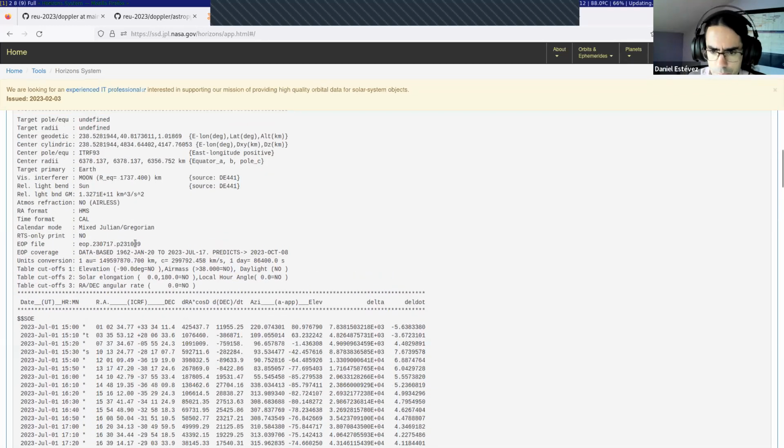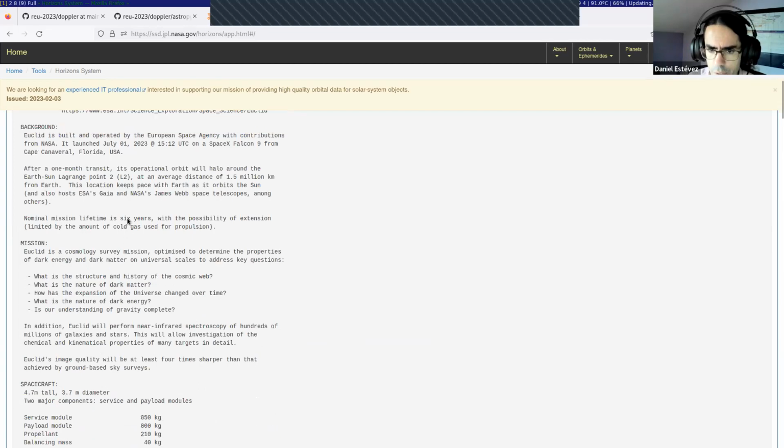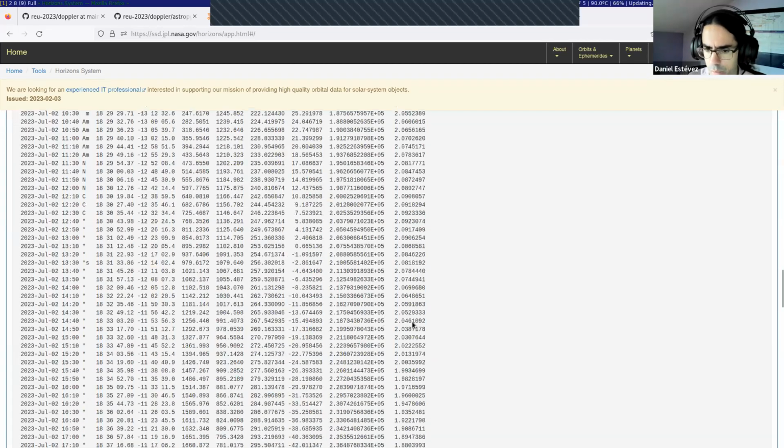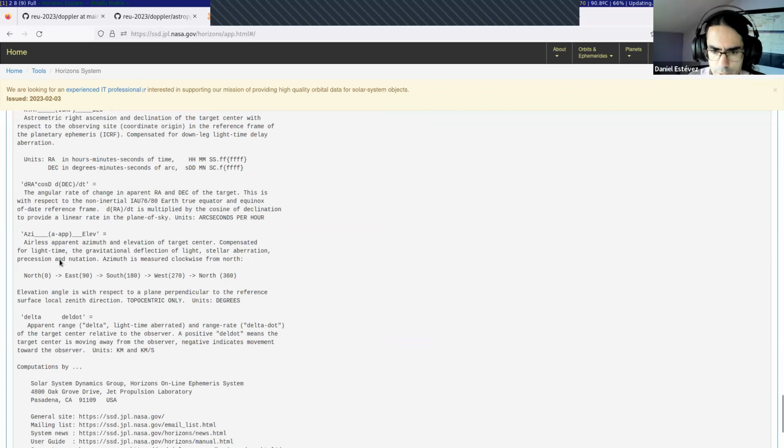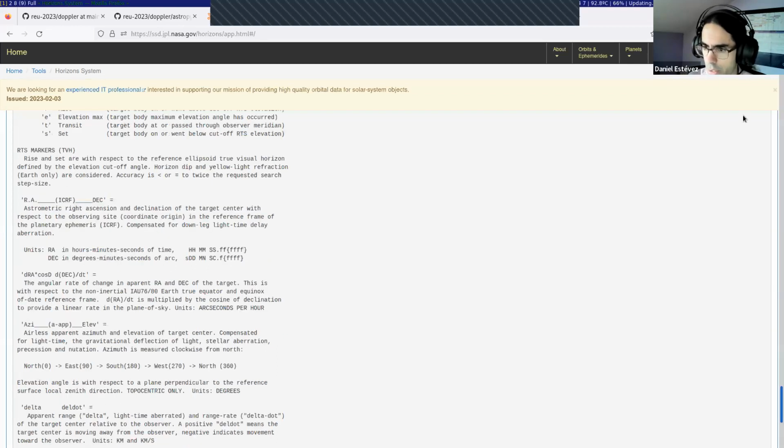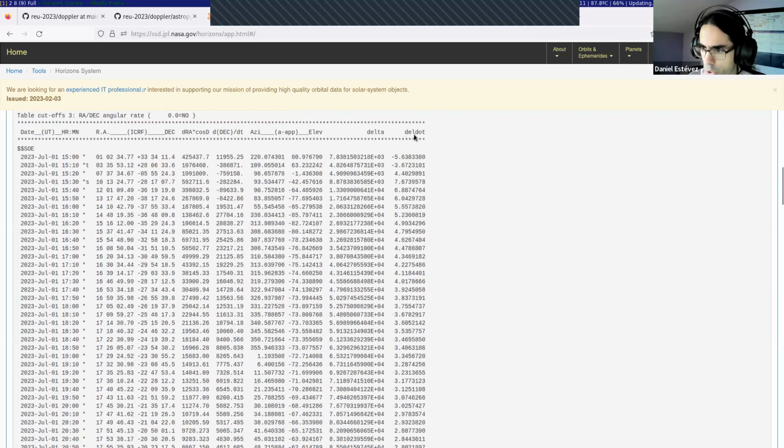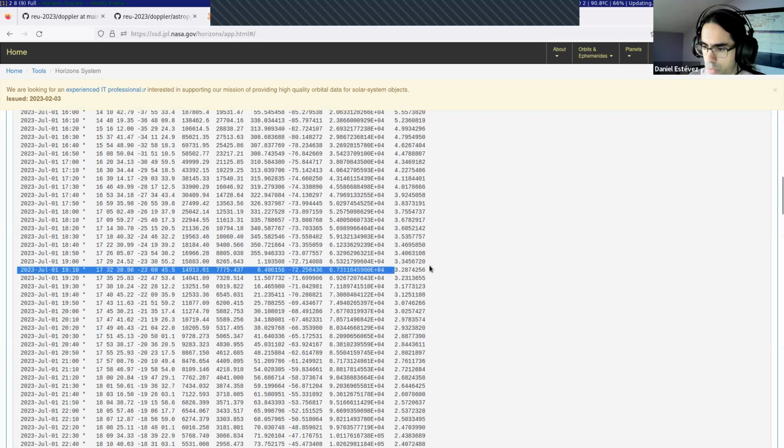The units are somewhere, maybe at the bottom, maybe somewhere here. So delta units, sorry, I was messing this up. Delta is the distance, del dot or delta dot is the velocity, and the units are kilometers per second. But the column you need to look at is del dot. So for example, this object is moving away from Earth at 3.22 kilometers per second.